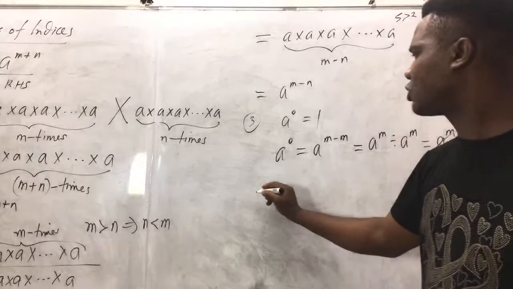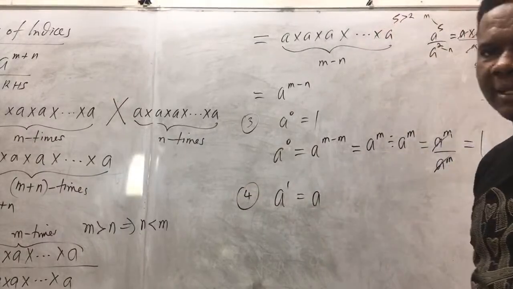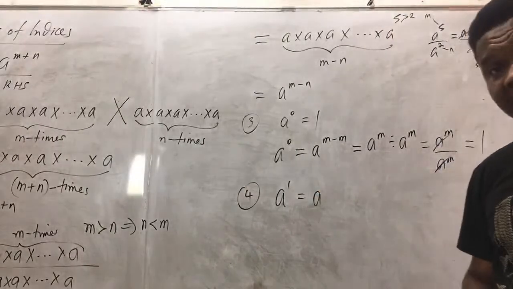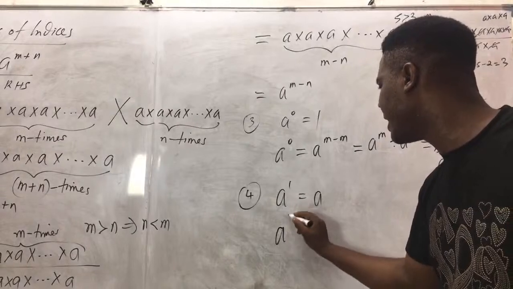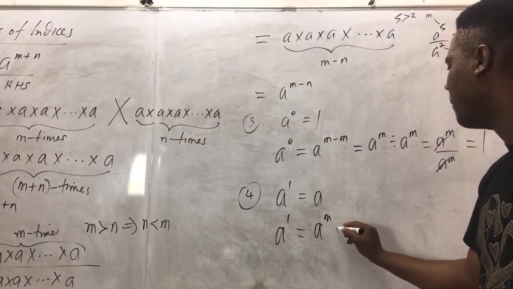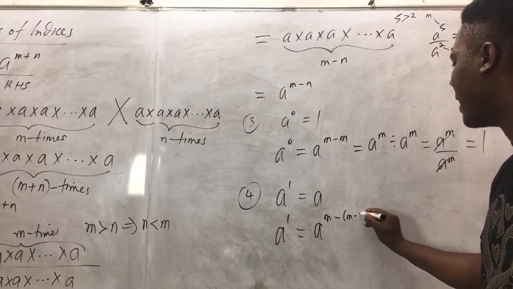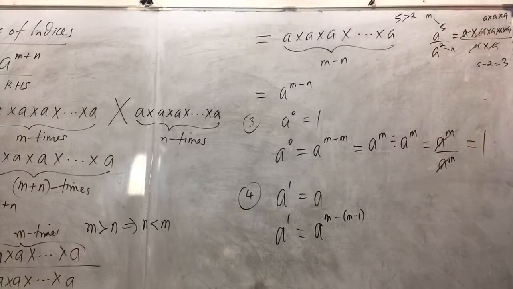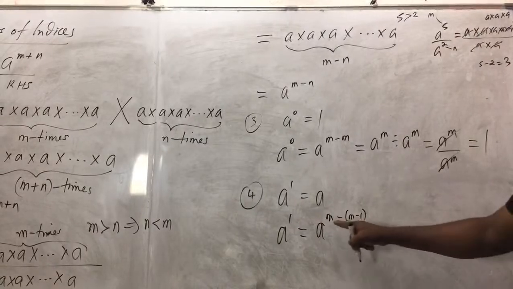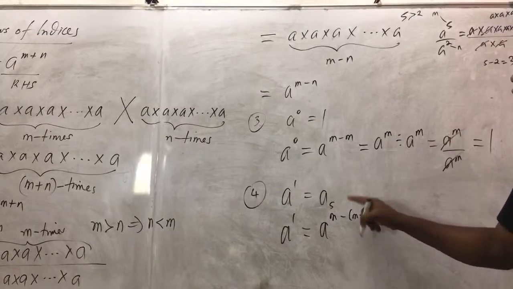Now, let's come over to law number 4, a raised to the power 1. Why is a raised to the power 1 a? Now, the best way to explain this is using the subtraction law again. How would you do this? A raised to the power 1 can be written as a raised to the power m minus, in bracket, m minus 1. Okay? So, notice that if m is 5, for instance, then m minus 1 will be 1 short of 5, which is 4.